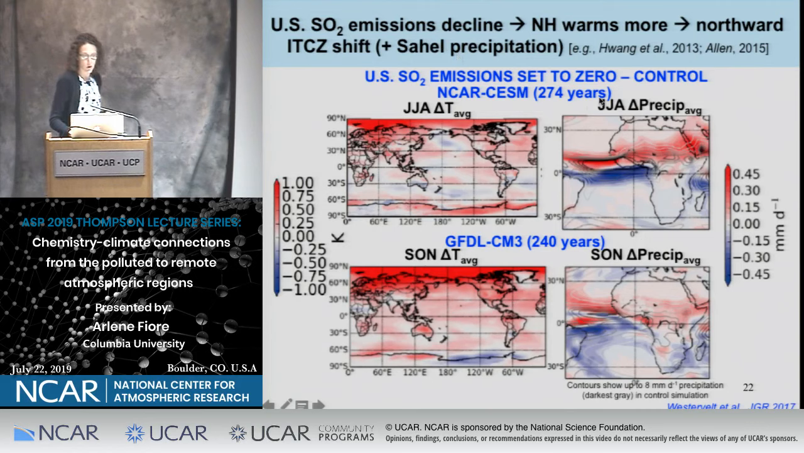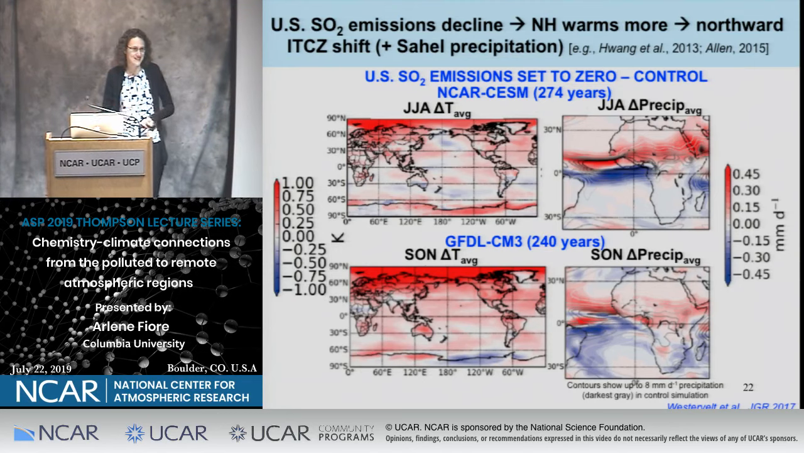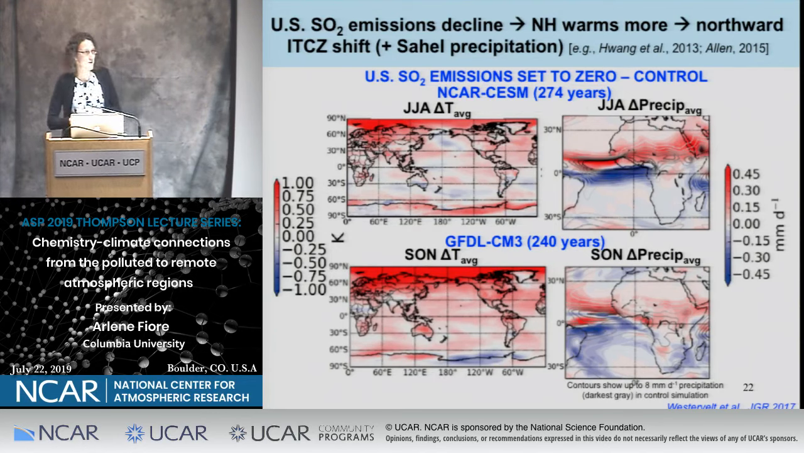And what Dan found is that there's shifts in the precipitation over the Sahel. The climatological precipitation is shown with these gray contours. And in this case, blue is drier, red is wetter. Okay, and so we see this increase in Sahel precipitation when US SO2 emissions are removed. And it turns out that for those of you that are atmospheric dynamicists or climate scientists, you probably know much better than I all the dynamical reasons behind this shift.